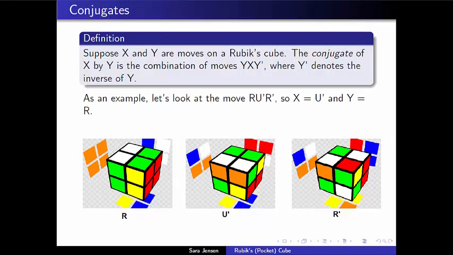If we want to be very specific and formal about it, let's suppose that x and y are moves, maybe elaborate moves, sequences of moves, whatever, on a Rubik's Cube. Then the conjugate of x by y is the combination of the moves, first y, then x, then y prime, where y prime is denoting the inverse of y.